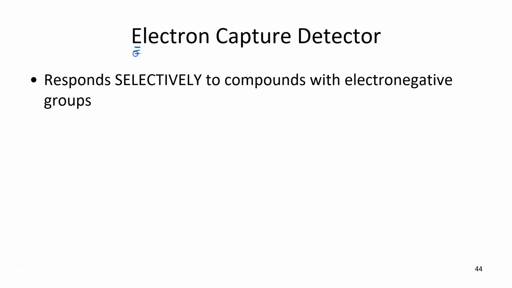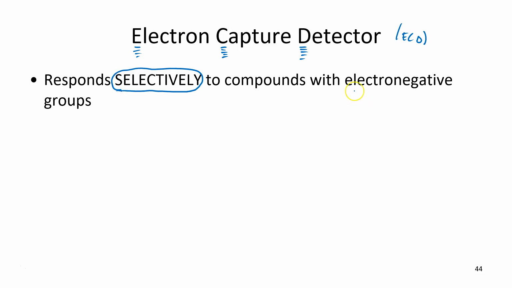Hi everyone. In this video we're going to talk about the electron capture detector, or the ECD, often used in gas chromatography. Unlike the TCD, which was universal, and the FID, which was really good at responding to hydrocarbons, the ECD is going to be the most selective detector that we've seen so far.